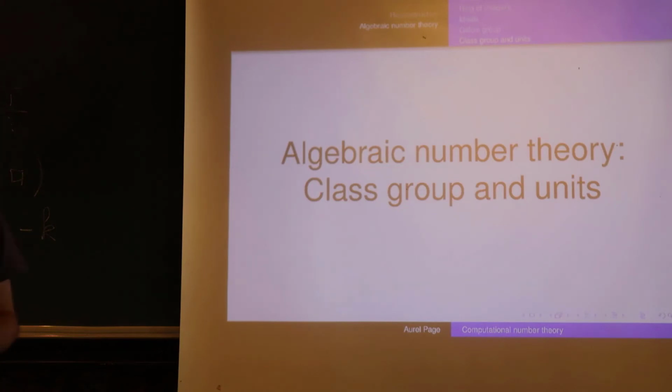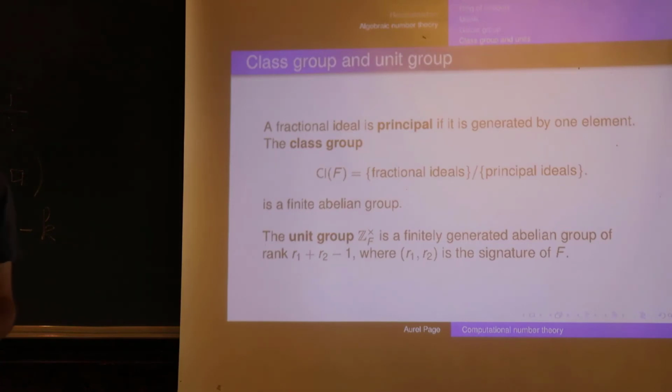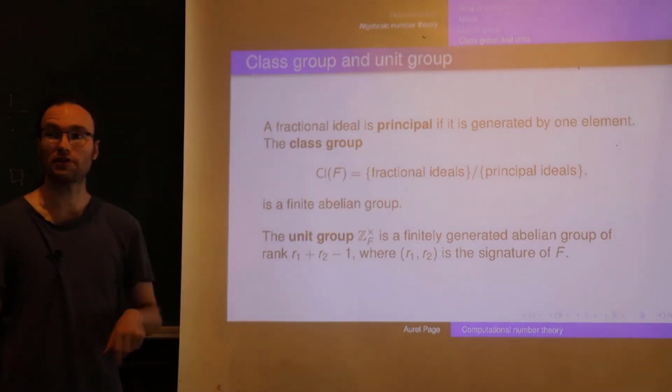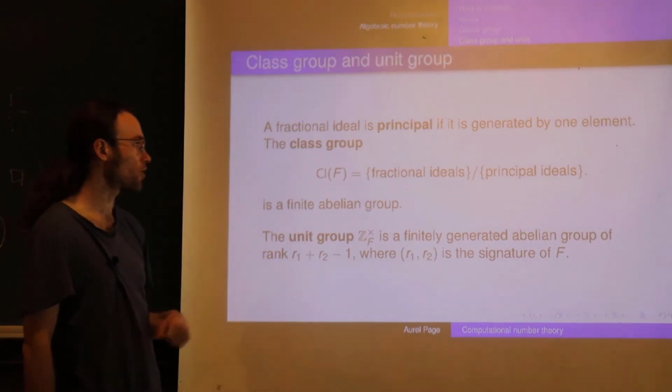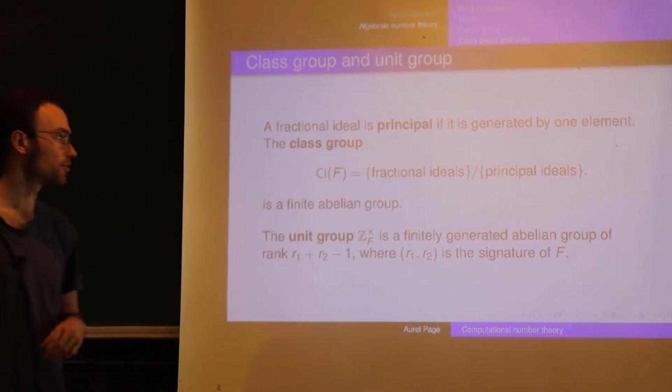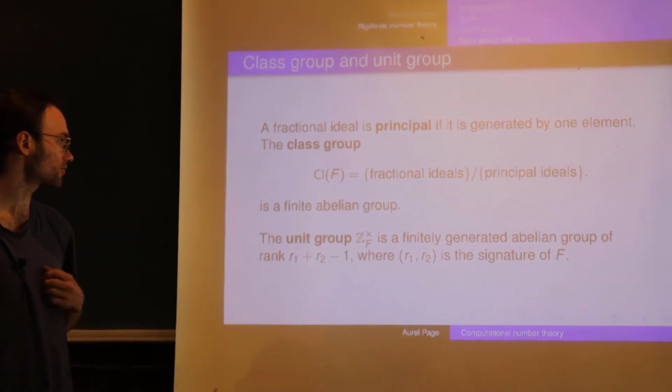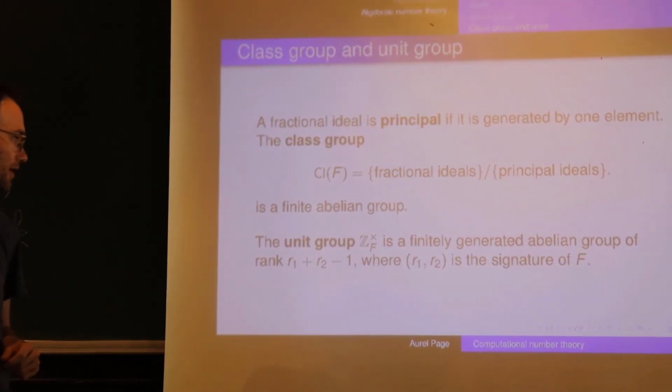Okay, so finally, I want to give you an overview of what we can do to compute class groups and units of number fields. So recall that a fractional ideal is principal if it's generated by just one element. And the class group is the quotient of the group of fractional ideals by the subgroup of principal ideals. That's a finite abelian group.